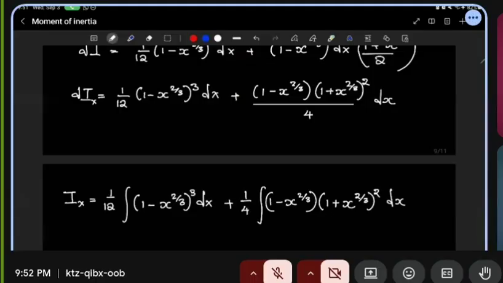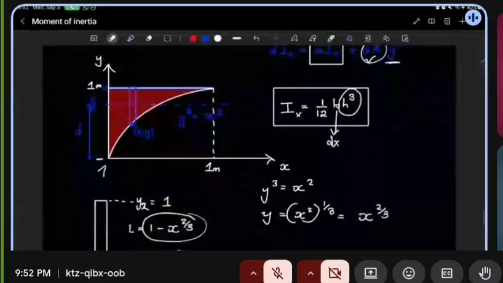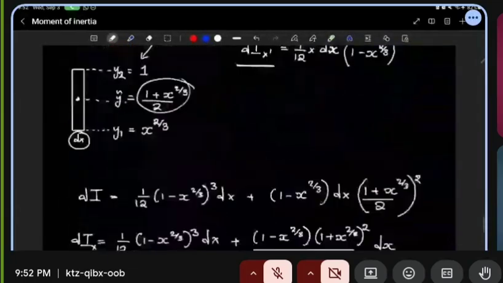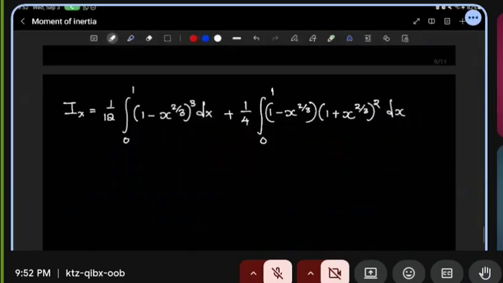In terms of limits of integration, we're integrating with respect to x, so it becomes the smallest value of x, which is 0, to the largest value of x, which is 1. So this is going to be from 0 to 1, from 0 to 1. Now you end up with this situation or this expression.